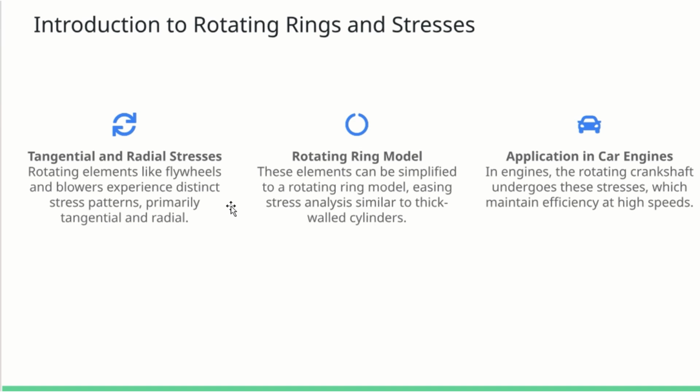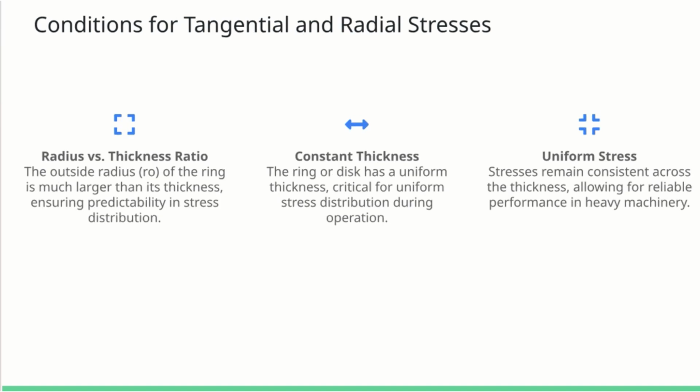This element can be simplified to a rotating ring model, using stress analysis similar to a thick wall cylinder. So when we want to calculate the equation for it, it's better we have the ring model so that we can simplify the calculation. Okay, in engines, a rotating crankshaft undergoes stress, which must be managed to maintain efficiency at higher speed.